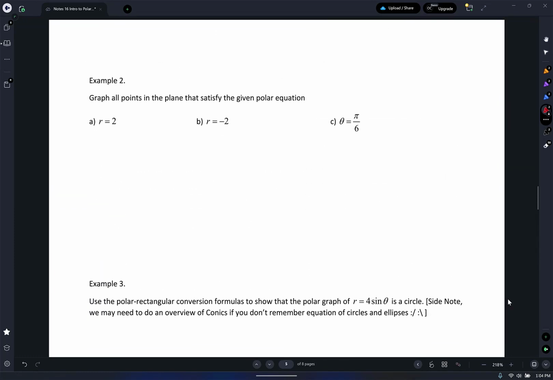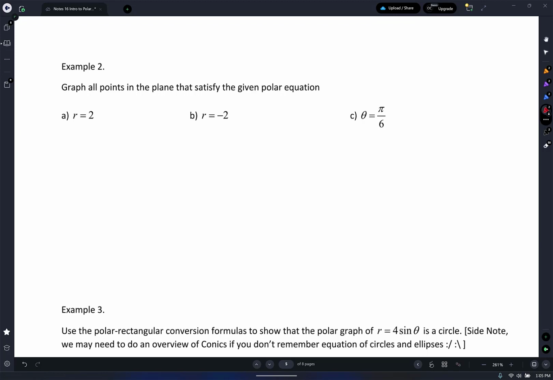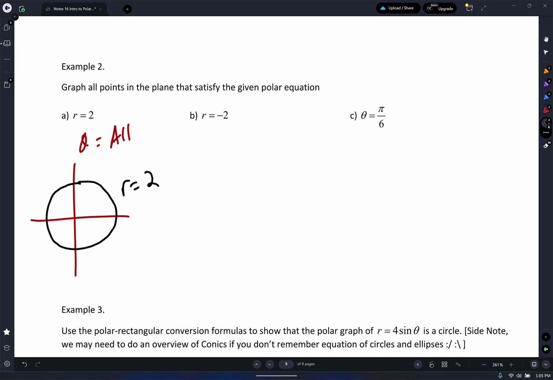So scroll until you get to example 2. Got it? All right, so in example 2, this says R equals 2. It doesn't have any theta, so theta is actually off, like 0 to 2 pi. So if it just says R equals 2, that just means this. Because it doesn't matter. You're sweeping for all values.